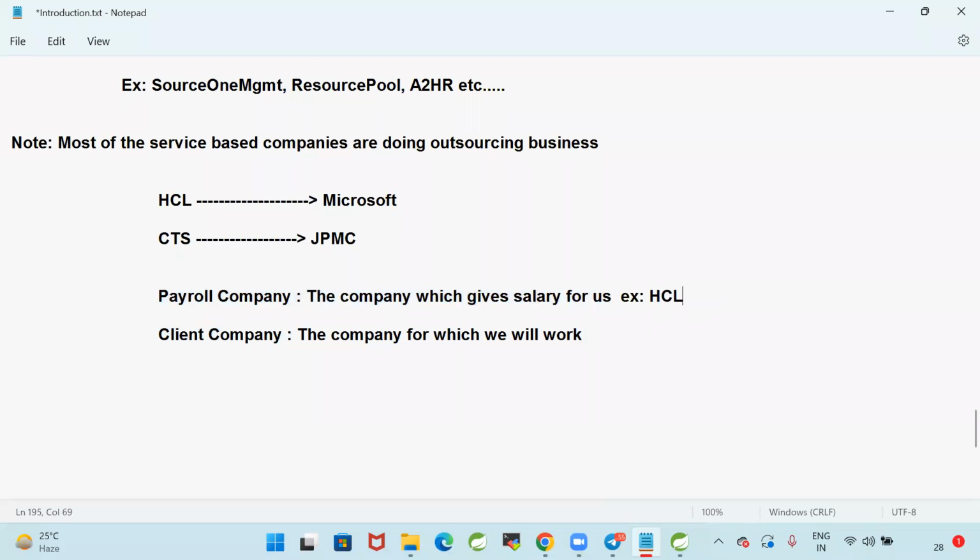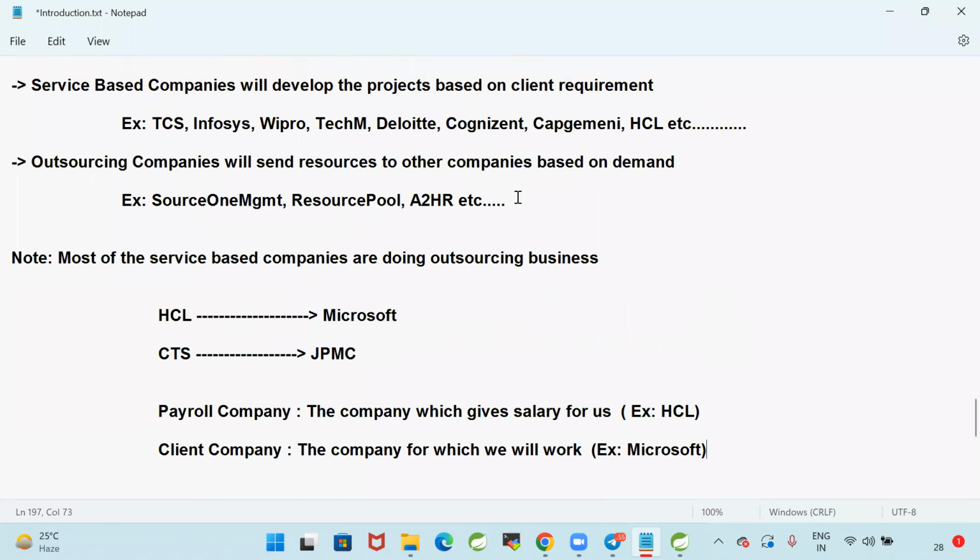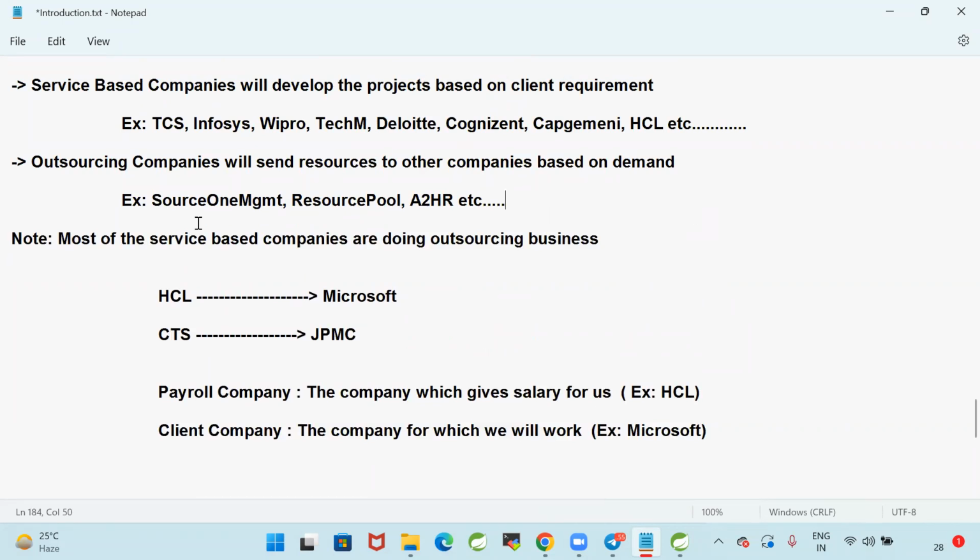For example, HCL is your payroll company. You are the permanent employee of HCL, but actually you are working on a Microsoft project. That means HCL and Microsoft are doing business. HCL selects the people and sends them to Microsoft. If Microsoft is paying 10 lakhs for one employee as salary, then HCL will give you 7 lakhs. 3 lakhs they will take as a benefit. So that kind of outsourcing business is also available in the IT industry. Nowadays, most software companies are doing this outsourcing business.